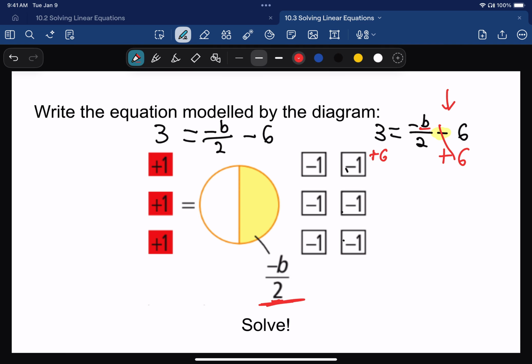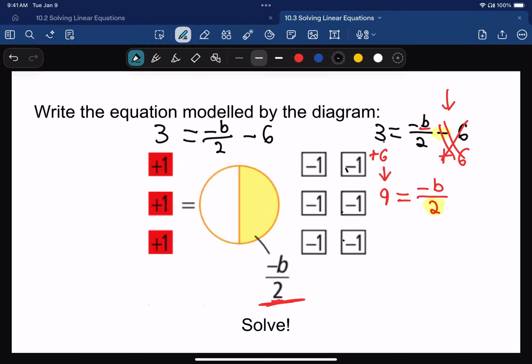Now, these are going to cancel each other off. Now, over here, we have 3 plus 6, which equals 9. So now we have 9 equals negative b divided by 2. Very nice. So now we need to do the opposite of our division because we can see on this side we are dividing, right, by 2. So the opposite of dividing is multiplying. So let's do this here.